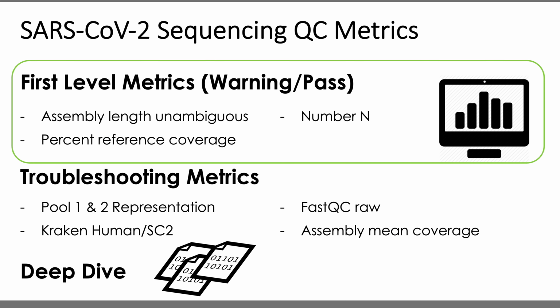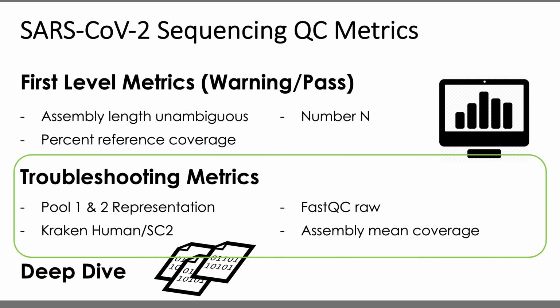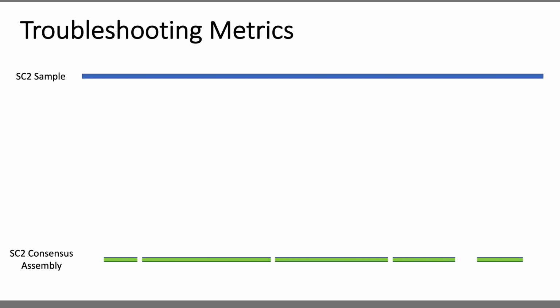All right, so let's move on to the troubleshooting metrics. If you run into a sample that gets flagged with a warning with these first level metrics, these next QC outputs can help you determine what may have gone awry in the wet lab process to identify issues of potential corrective action. And so to understand these next metrics, it will be important to have some context in how we go from the original SARS-CoV-2 genome to creating this consensus assembly.